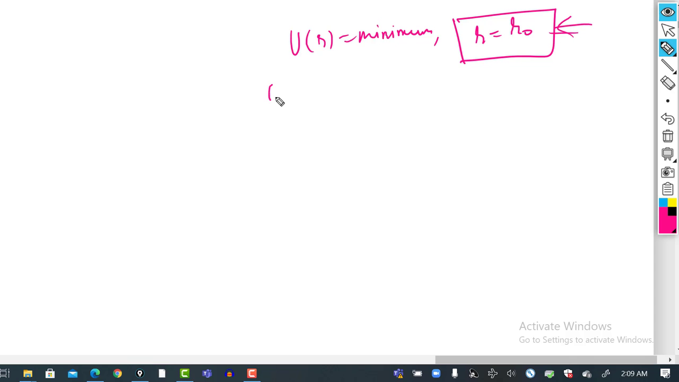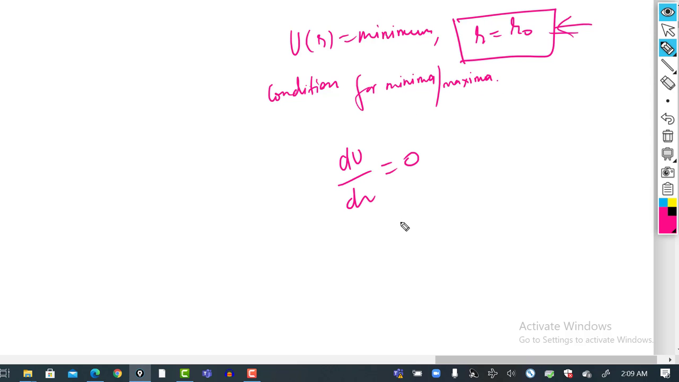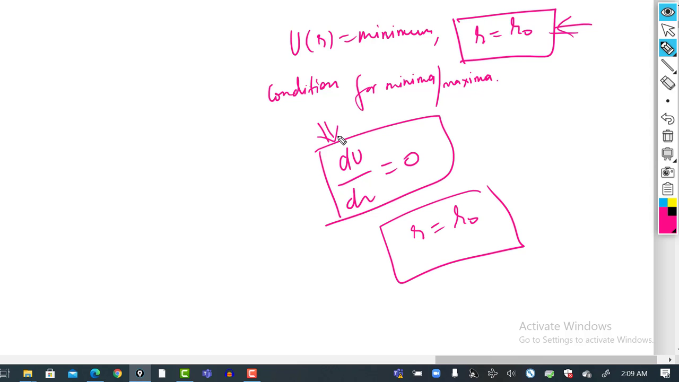So the condition for minima or maxima is what? In both cases, we just put dU by dR, the first differential, equal to 0. That is the plus 2 concept which you might have learned. Now, if you put dU by dR equal to 0, you are going to get R equal to R naught. The moment dU by dR becomes 0, U of R becomes minimum or maximum, whatever, and R becomes R naught, the equilibrium distance. That concept you are going to apply there.